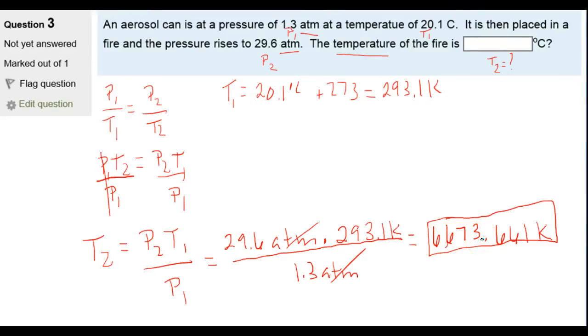And does the answer make sense? Let's think about this. The pressure is increasing. If you take a look, the pressure is increasing by about 25 times. It's going from 1.3 to this. So it looks like our temperature here should increase by about 25 times. And if you take 25 times this, you'll end up with something fairly close to this answer right here. So that's one way of just quickly checking to make sure your answer is correct.